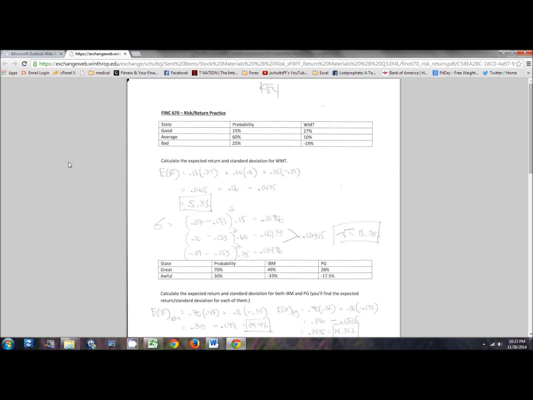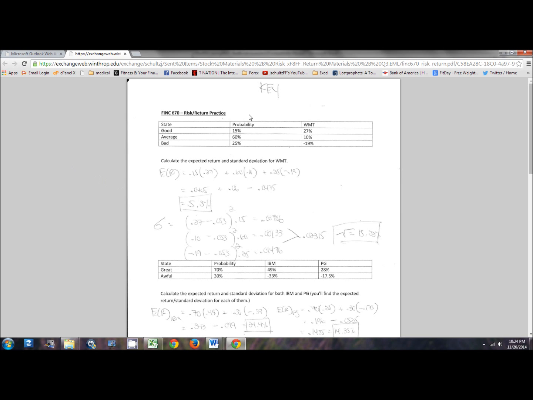As promised, I wanted to go ahead and do a video solution here for at least one of your risk return problems. I'll probably only do one because all of these problems are very, very similar. So once you do it once, twice, three times, then you're pretty much all set. You're ready to go. You're going to have the skills that I'm looking for from this section of the class.